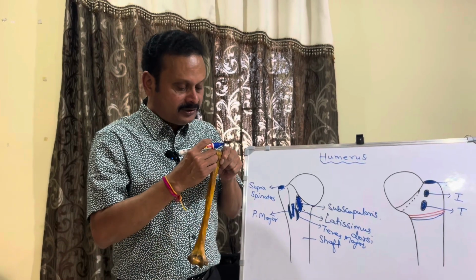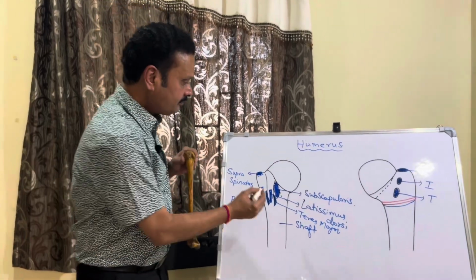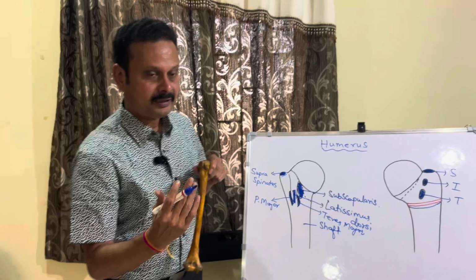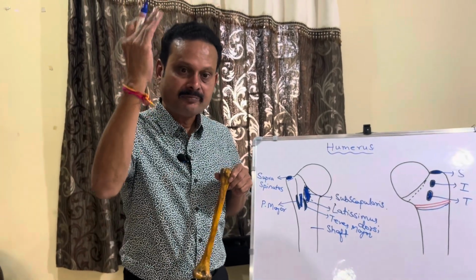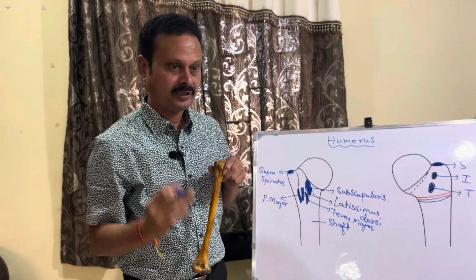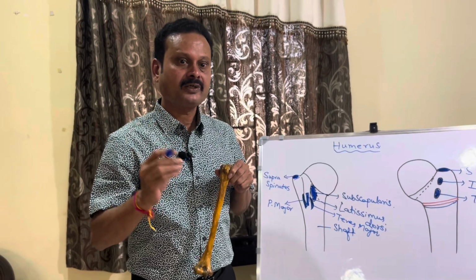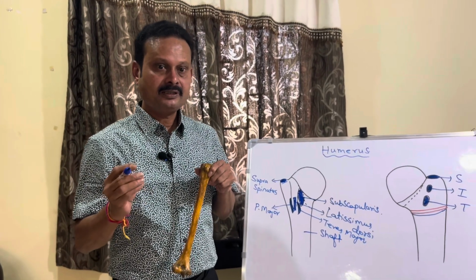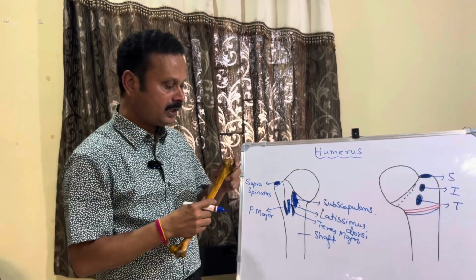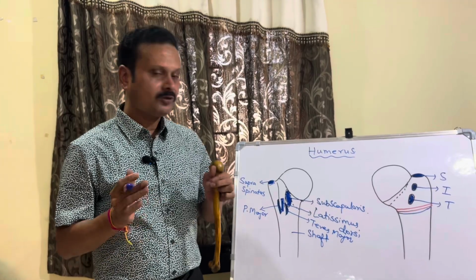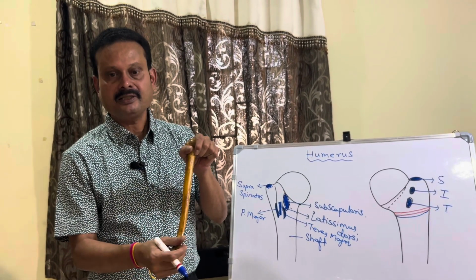And the contents of this intertubercular sulcus are the long head of the biceps as well as an artery arising from the anterior circumflex humeral artery going upwards, the ascending branch of the anterior circumflex humeral artery. The contents of the intertubercular sulcus are the long head of biceps muscle and the ascending branch of anterior circumflex humeral artery. This is all about the upper end of the humerus. In the next class, I will be talking about the shaft and the lower end. Thank you.